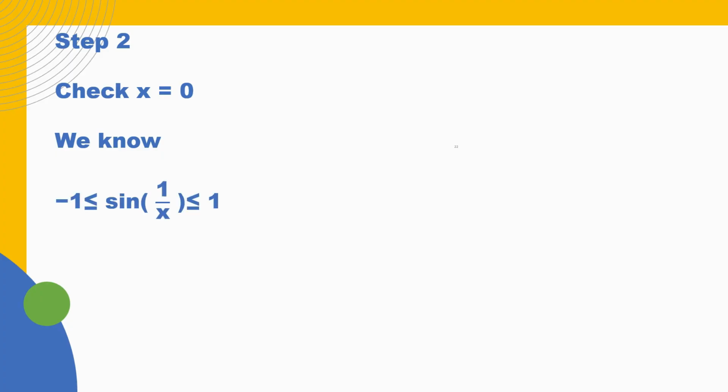Notice that the difficult part is sine of 1 upon x. Can we predict its exact value near 0? No, because it keeps oscillating very rapidly. But there is one thing we always know. No matter what x is, sine can never become greater than 1 or smaller than minus 1. This simple observation becomes the key to the entire question.